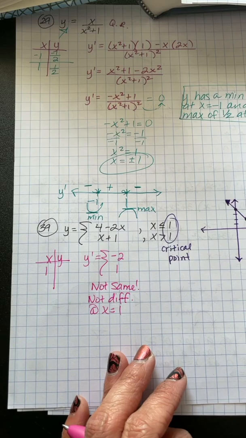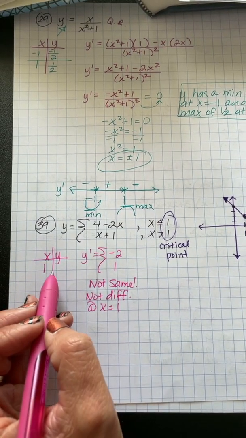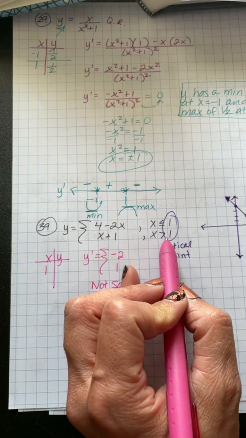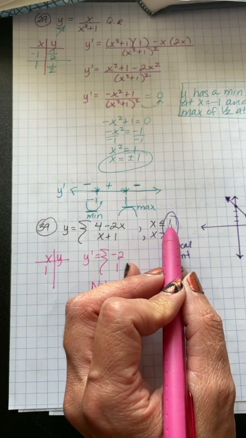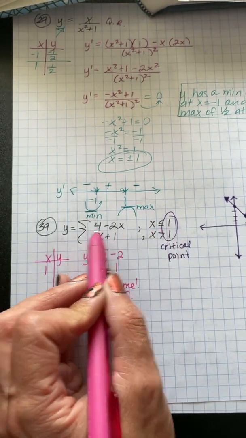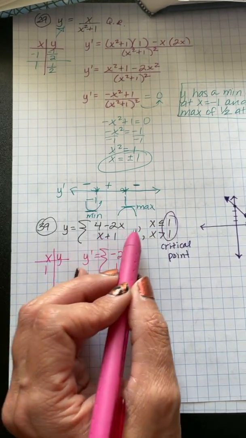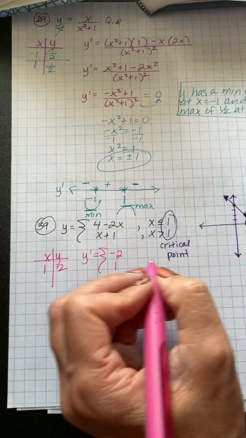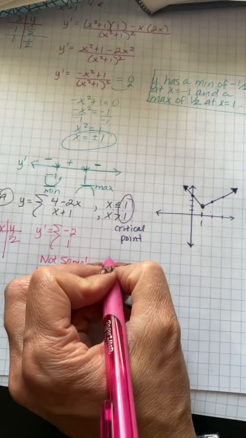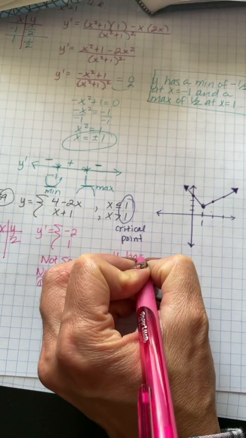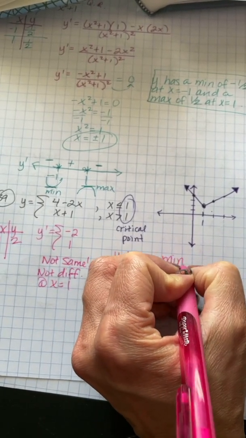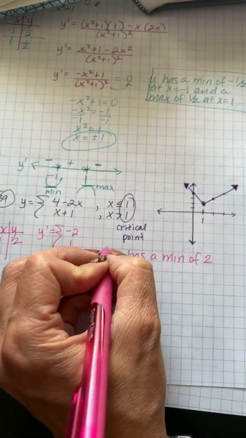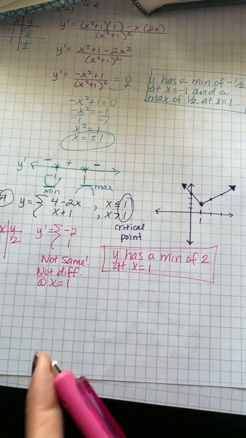So when we plug that into the original, we plug it in where we are allowed to. We can't equal 1 here. It's got to be greater than 1. But we can be less than or equal to 1 here. So we're going to plug it into the 4 minus 2x, and 4 minus 2 times 1 is 2. So we can say that y has a min of 2 at x equals 1. And that's it for number 39.